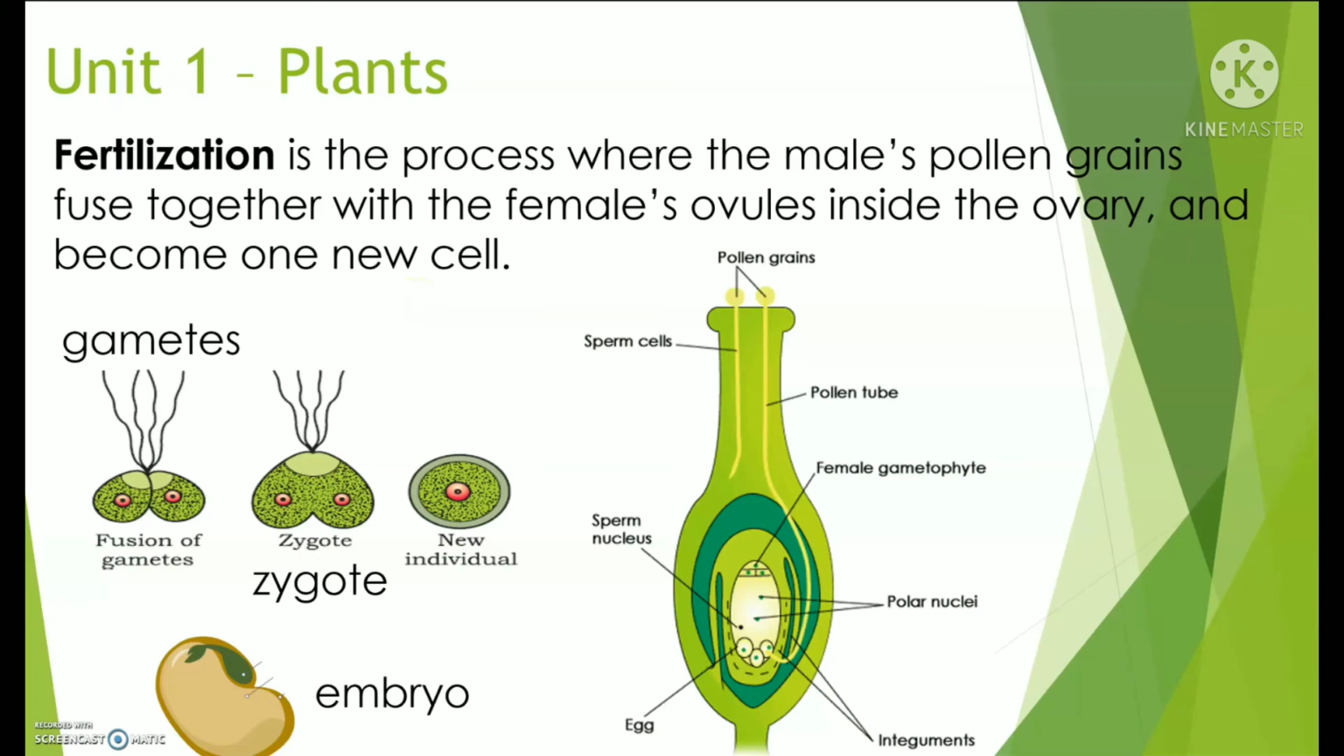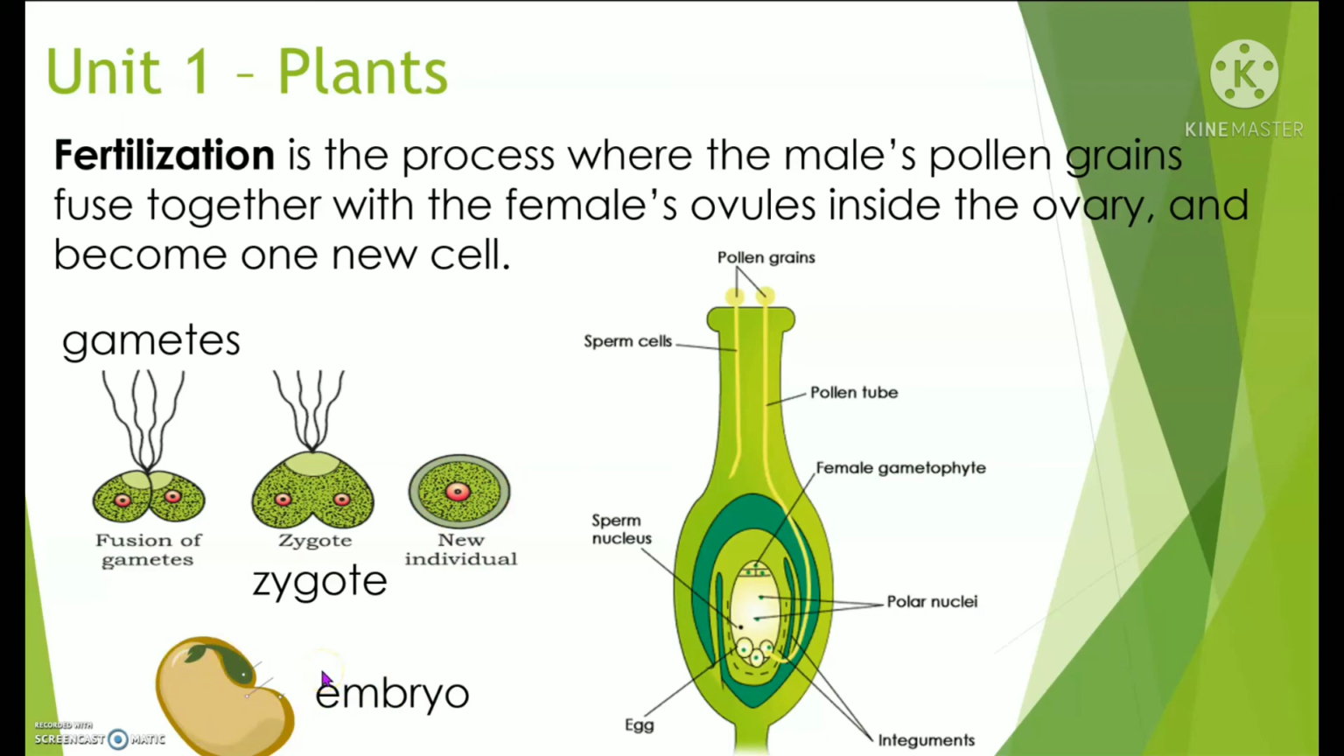Okay, so let's try to explain it, okay? So, the male pollen grains, which are called the male gametes, okay? The gametes are the sex cells of a plant, okay? So, we have the male gametes and the female gametes, which is the ovary, okay? When they fuse together, they will then form the zygote. Okay, the zygote will then develop as a new individual, which is called the embryo.